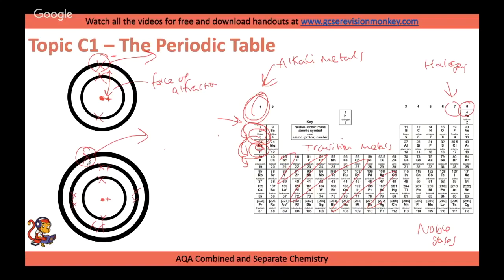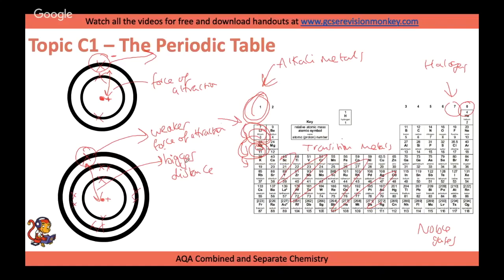Now, if you get a bigger atom, like so, there's a bigger distance between the positively charged nucleus and the negatively charged electron. This is all the information you need to get down in the exam. Bigger distance between the positively charged nucleus and the negatively charged electron. So the force of attraction is actually weaker on a larger atom. So weaker force of attraction.